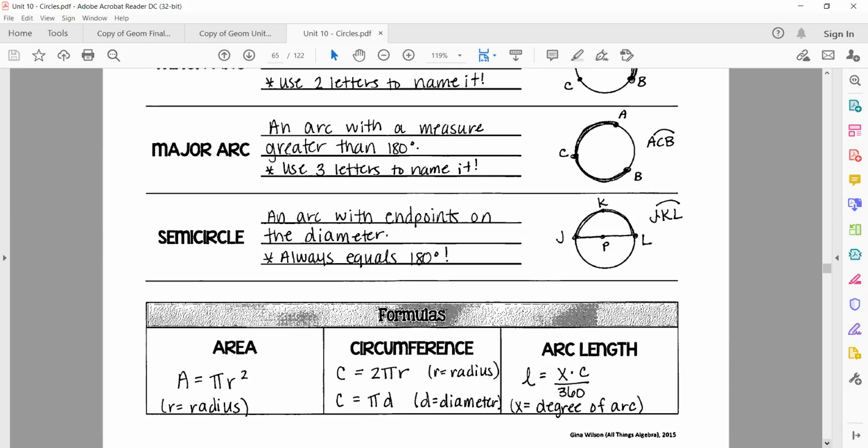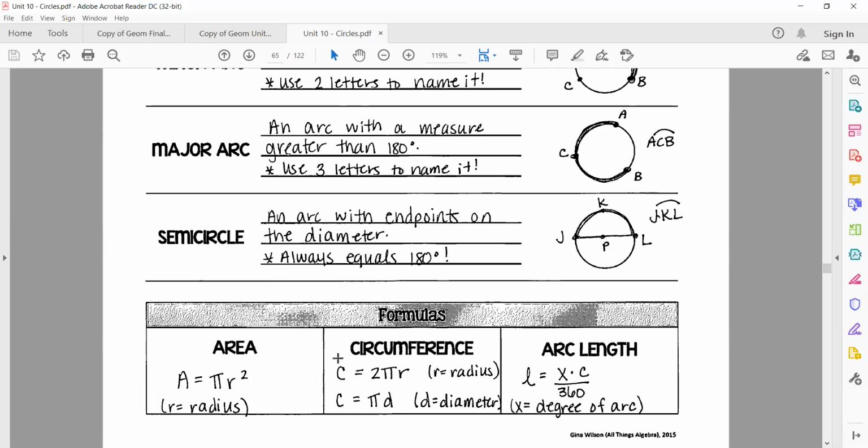So these three formulas, make sure you get these written down. You're going to need them. Now, there's no test for this unit, for the circles unit, but you can expect to see at least one problem on the final involving circles. And it's probably going to be one of these three formulas.